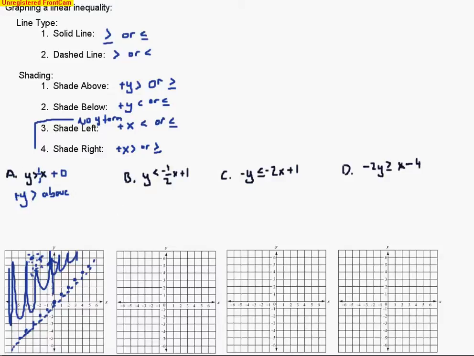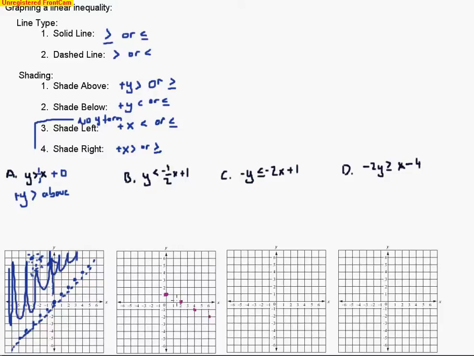Let's take a look at the next one. This one, we have a y-intercept of positive 1. So we're going to start one space up and then follow what the slope says. It says negative 1 to 2. So that means down 1 and then 2 to the right.